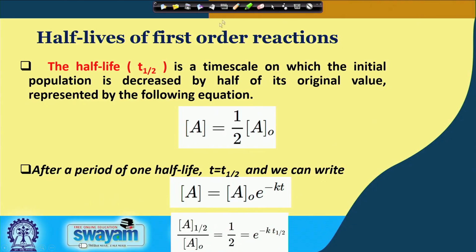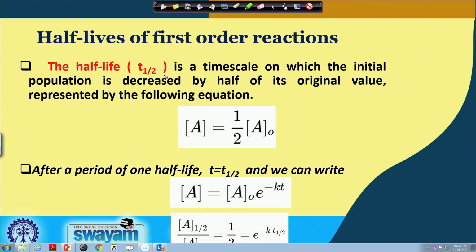So, let us start with the half life of first order reaction. The half life, which is denoted by T half, is the time scale on which the initial population is decreased to half of its original value, represented by the following equation. Basically, at that point of time the concentration of a particular reactant is half of its initial concentration.